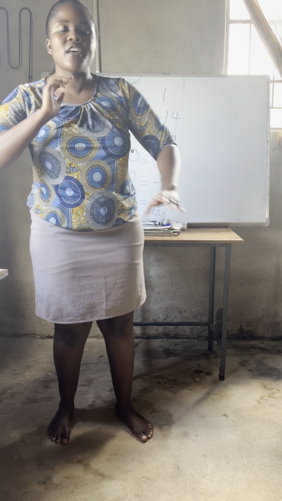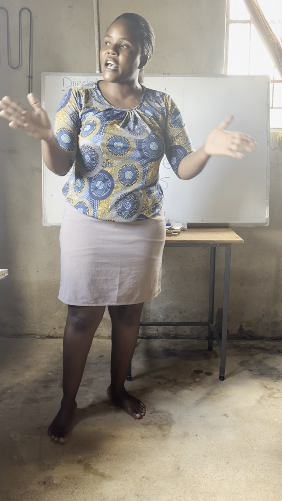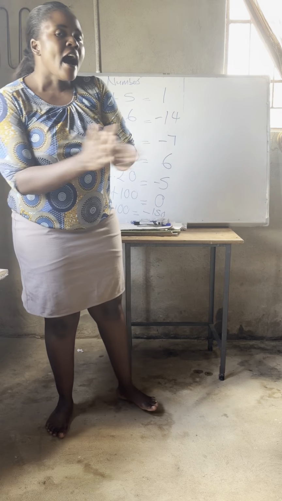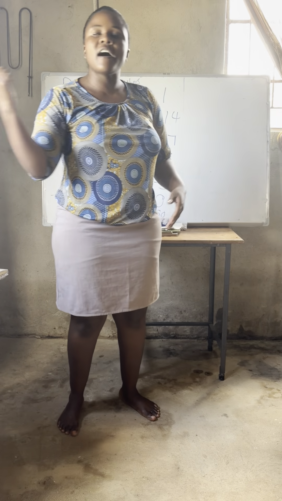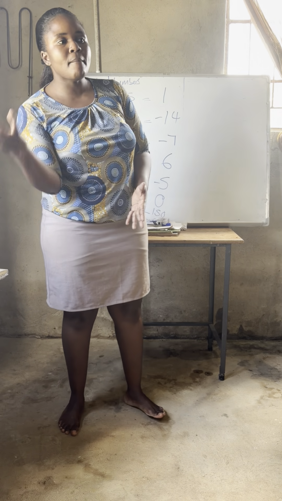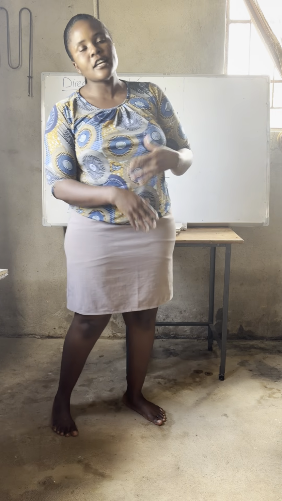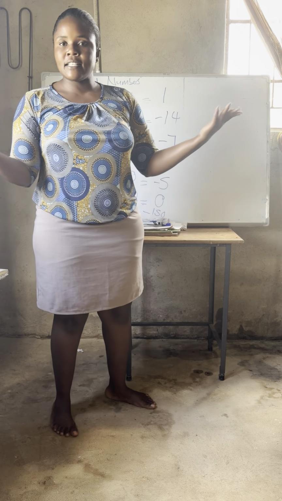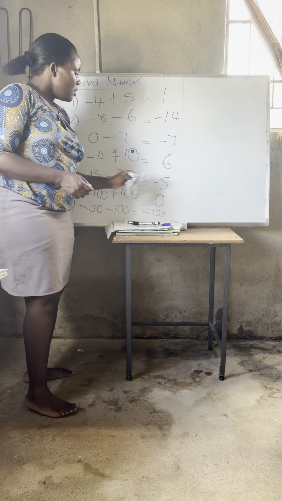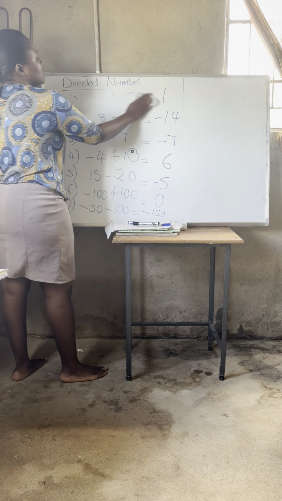If the signs are the same, add the numbers, the answer takes their sign. If the signs are different, subtract the smaller number from the larger. The answer takes the sign of the larger, just like that. All right, so this is how we do it.